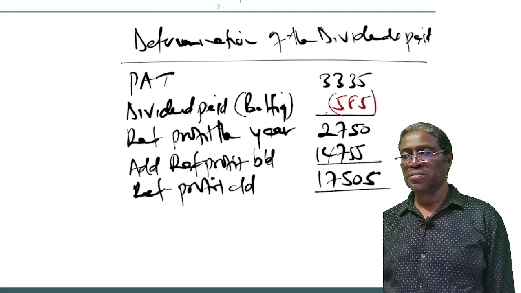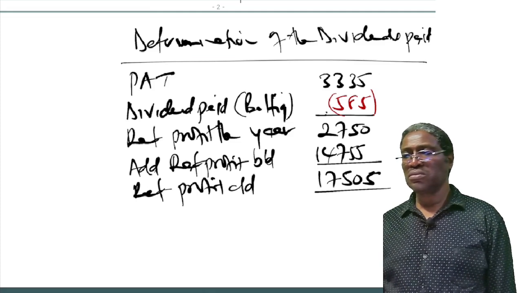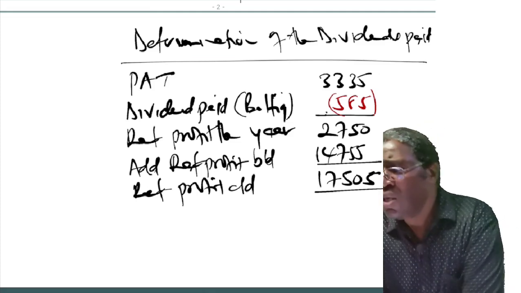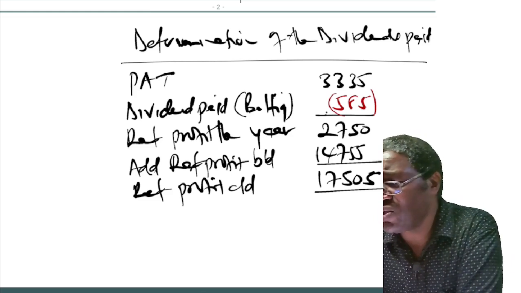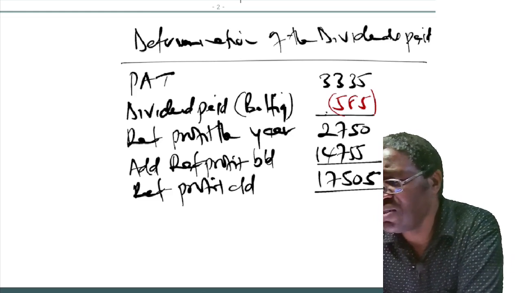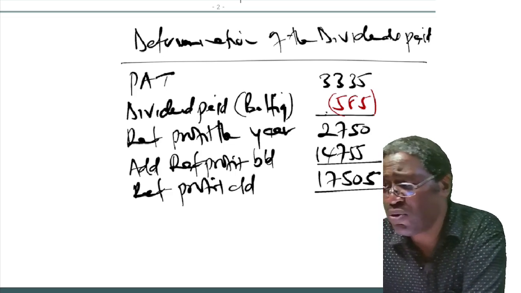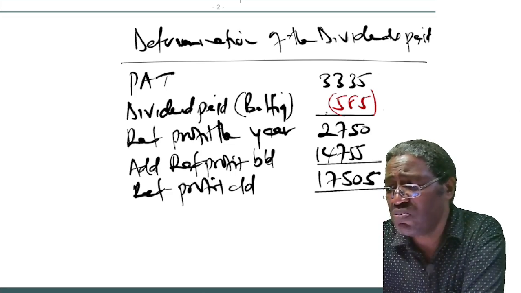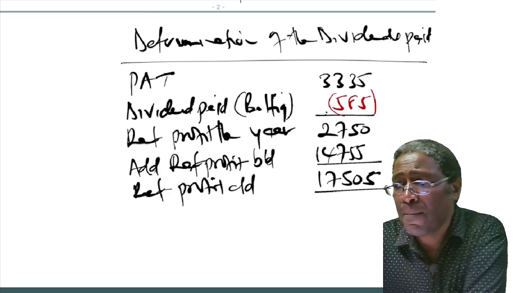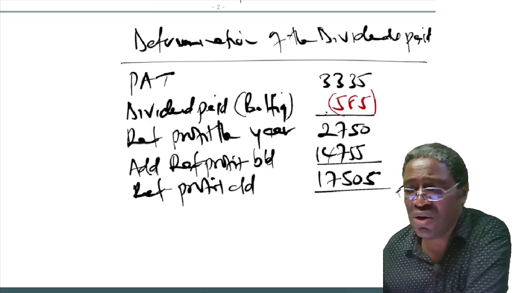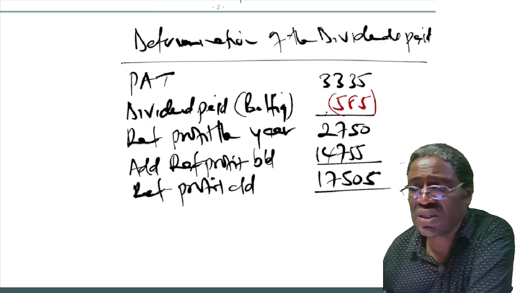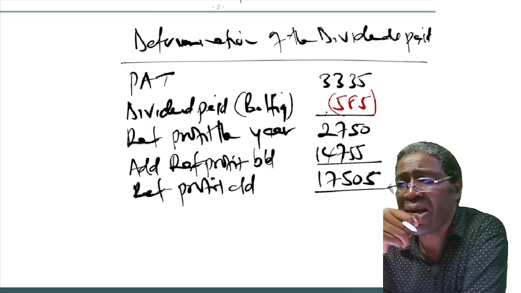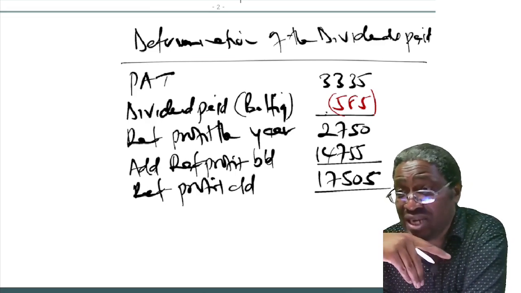Okay. Yeah, so that's a point. Sorry, Mercy. True, we had used the profit before tax instead of dividend paid. That's correct. Let's now go on. So let's go to the next analysis.